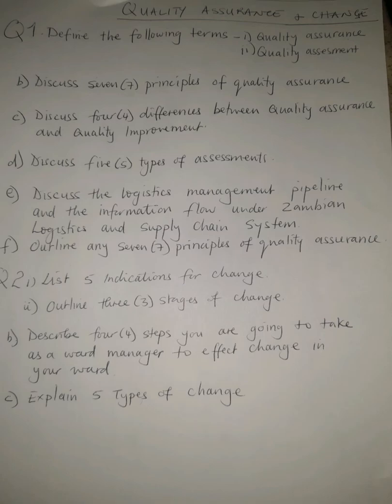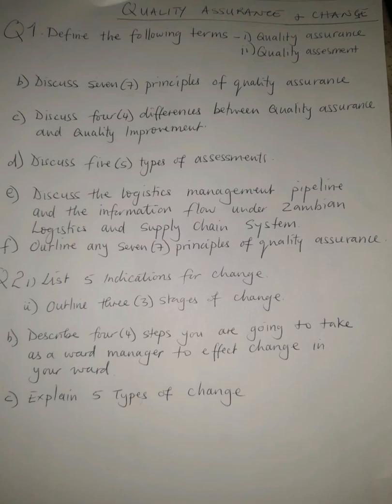Principle number 2 is leadership. The leadership quality assurance principle suggests that an organization needs leadership in order to have the purpose and direction in achieving quality. What it means is, for us to realize or practice quality assurance, we need leaders who are going to enforce these standards. So number 2 is leadership.